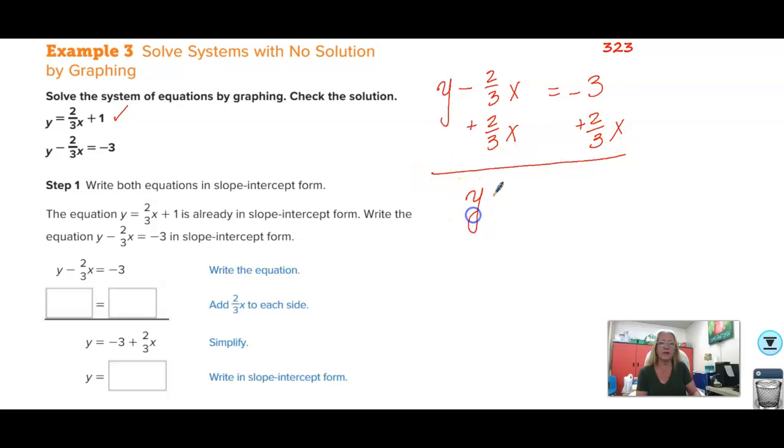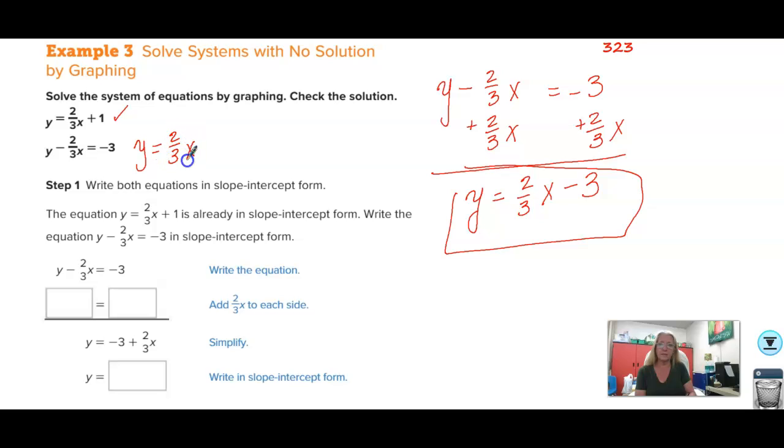That gives us just y on the left. And on the right, we have a positive 2/3 x and a -3 for our y-intercept. And that's what they were doing over here in the box. They were trying to show you, you add 2/3 x to both sides, which is what we did, and then you simplify, and you get it in slope-intercept form, which is this right here. So if this one is y equals 2/3 x - 3, we can tell right away that these two equations are going to be parallel lines, because they both have a slope of positive 2/3, and they have different y-intercepts.